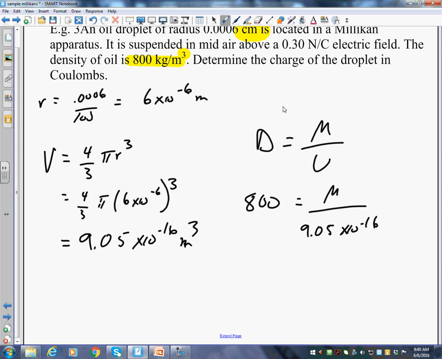So I'm going to take those two numbers and multiply them together, and I'm going to get a mass. I'm going to take this number times 800, and I can usually tell by the exponents what you've done wrong. 7.24 times 10 to the minus 13 kilograms.